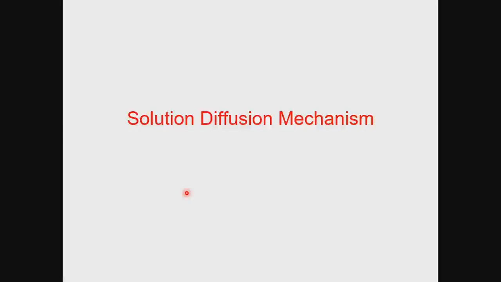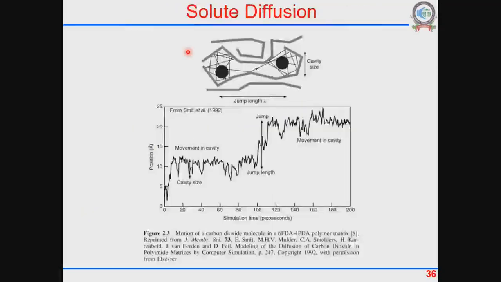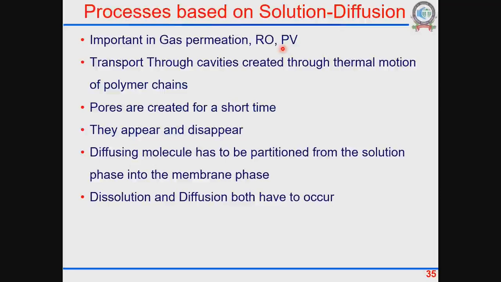Okay, so we will come to another kind of mechanism, the solution diffusion mechanism, wherein the membrane is not porous, but if a particular solute has to go through this membrane, then this solute has to be effectively partitioned into the membrane. These kinds of processes are important when the size of the solute that you are separating is so small that it is very difficult to make a porous membrane. So, for example, in gas separation, reverse osmosis or pervaporation, these kinds of membranes are used.